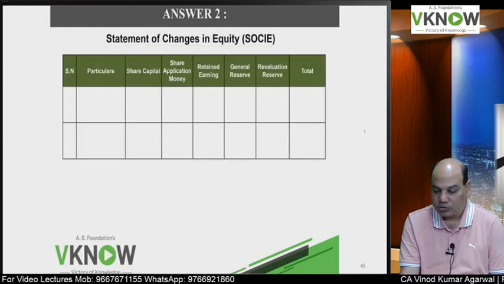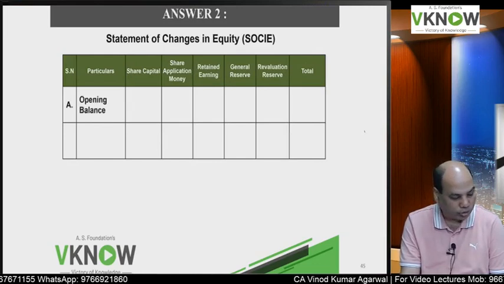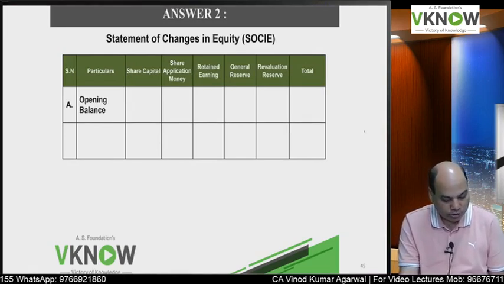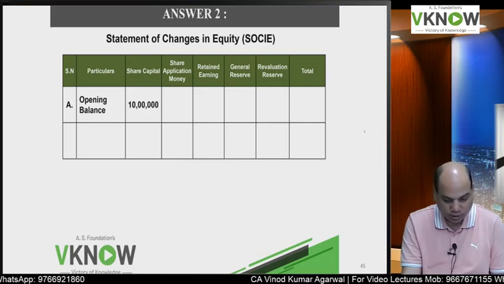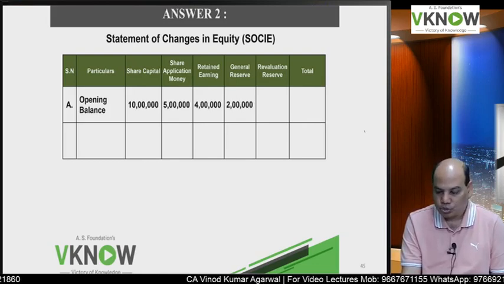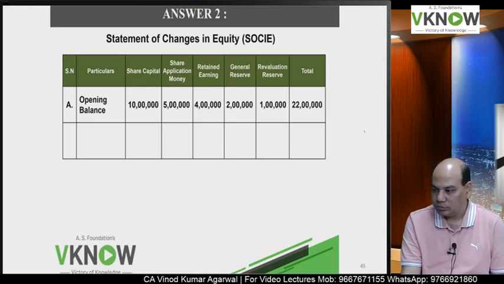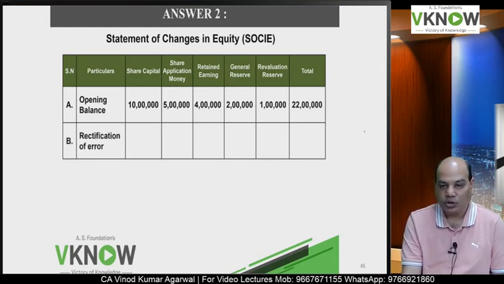Now we'll prepare SOCIE. Okay. Is the format in your book ready? Yes. So first you start with opening balance. Go to question. Search for share capital. How much? 10 lakh. Application money 5 lakh. Retained earning 4 lakh. General reserve 2 lakh. Revaluation reserve total 22 lakh. Then we have to make one rectification of error.